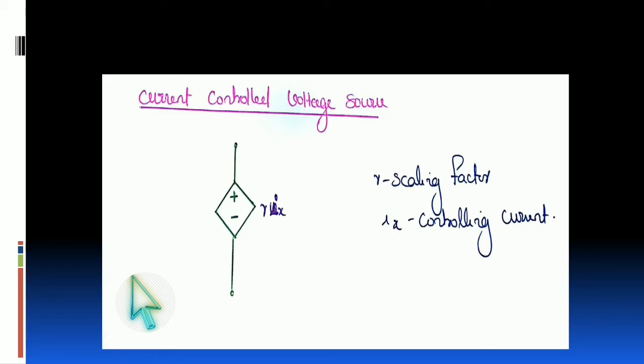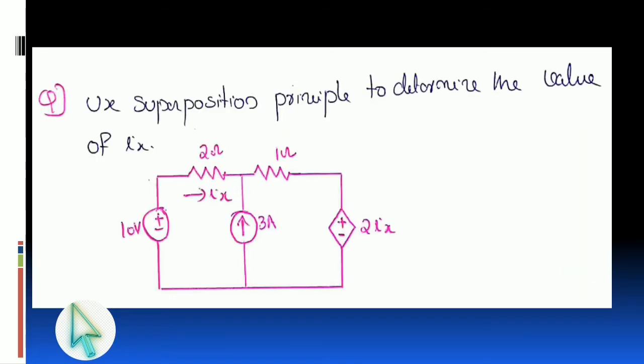Moving on to how we can apply superposition theorem to networks with dependent sources. I'm going to explain this concept with the help of some problems. The first question I have for you is, use superposition principle to determine the value of Ix. An electrical network is given here.